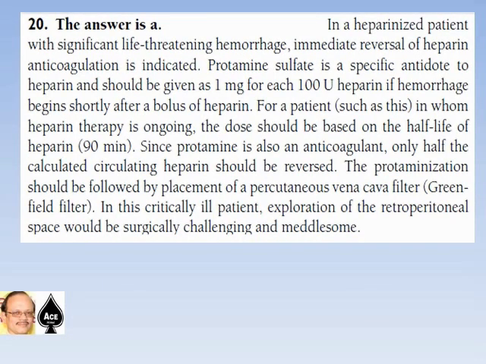The answer is A, that is, in a heparinized patient with significant life-threatening hemorrhage, immediate reversal of heparin anticoagulation is indicated. Protamine sulfate is a specific antidote to heparin, should be given as 1 mg for each 100 units of heparin if hemorrhage begins shortly after a bolus of heparin. For a patient such as this in whom heparin therapy is ongoing, the dose should be based on the half-life of heparin, that is 90 minutes.